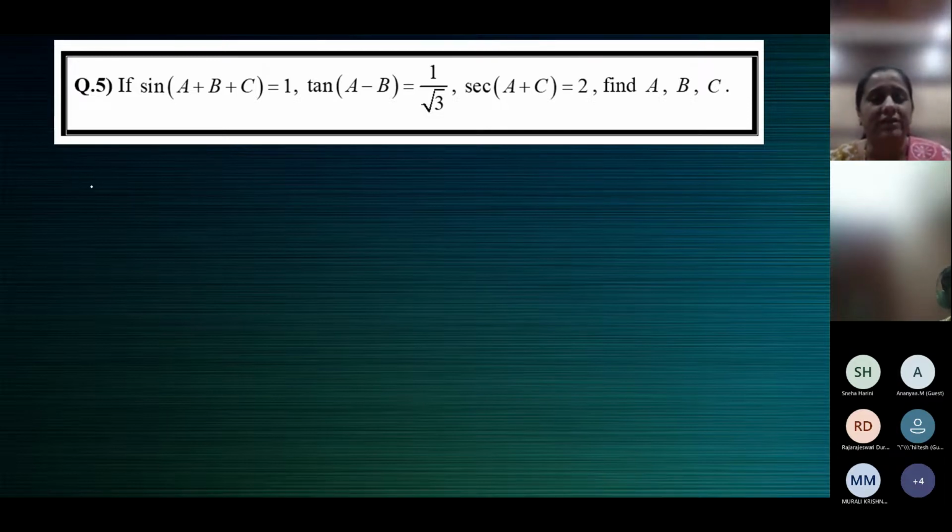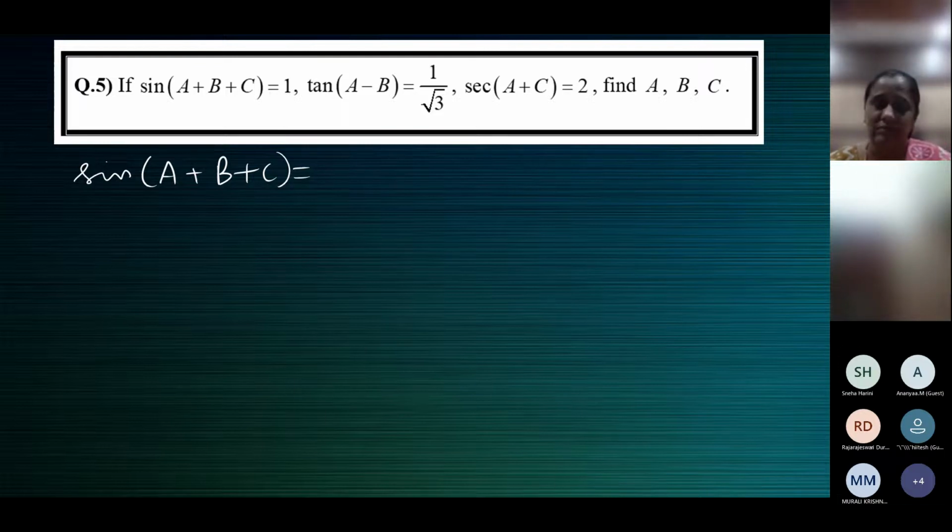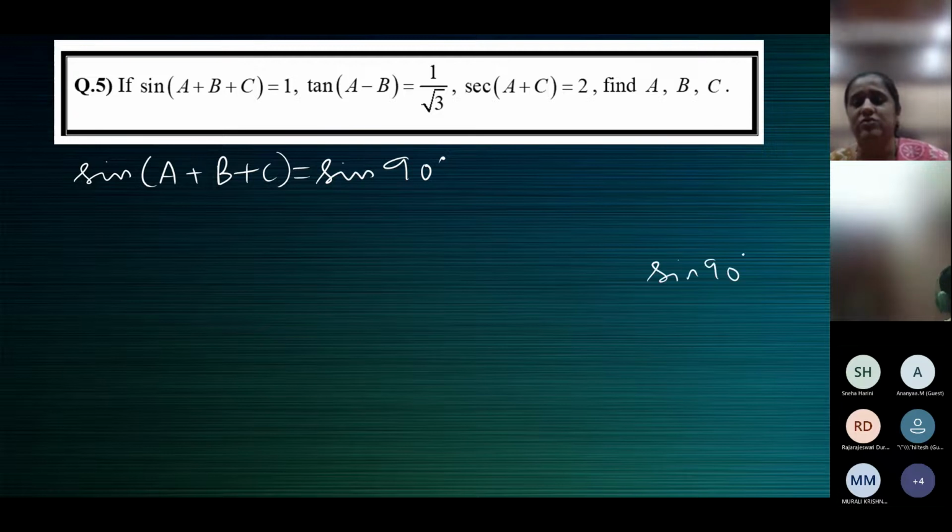If sine of A plus B plus C is equal to 1. Now, all of you look into your book, you have completed the notes, right? Flip the pages, go back and see in the sine table, when do you find the value 1? When is it 1 in the sine table? 90 degrees. Sine 90. You should not write just 90 degrees. Sine 90 degrees is 1.